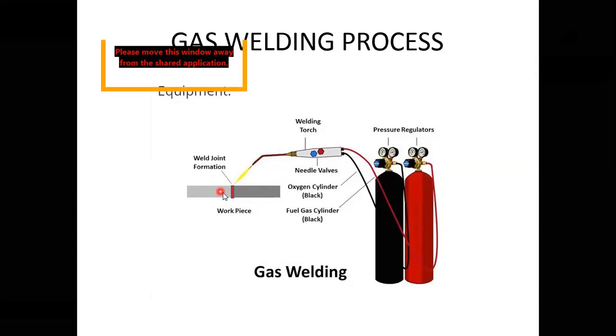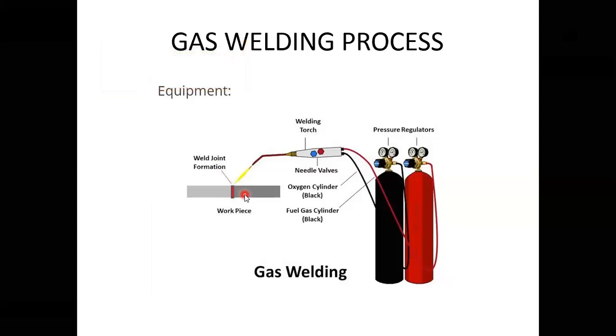Here two workpieces are there, which are to be joined. Here you have to feed the filler material. The filler material melts, and upon cooling we get a gas welding joint.